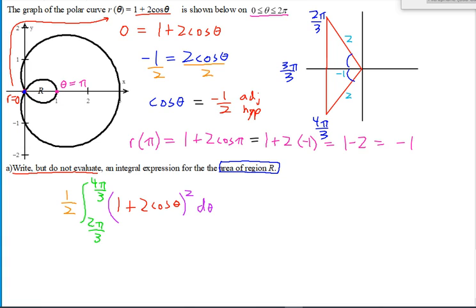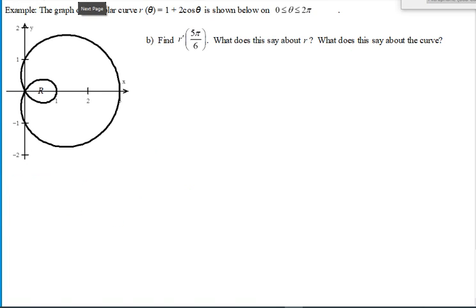And then part B deals with the same equation but asks for something different. It says find r prime of 5 pi over 6. And then we're asked to interpret this to say, what does it say about r, the radius, and what does it say about the curve? Okay. So, derivative rules apply just like with rectangular coordinates, same derivative rules. You just have theta as a variable instead of x or t.